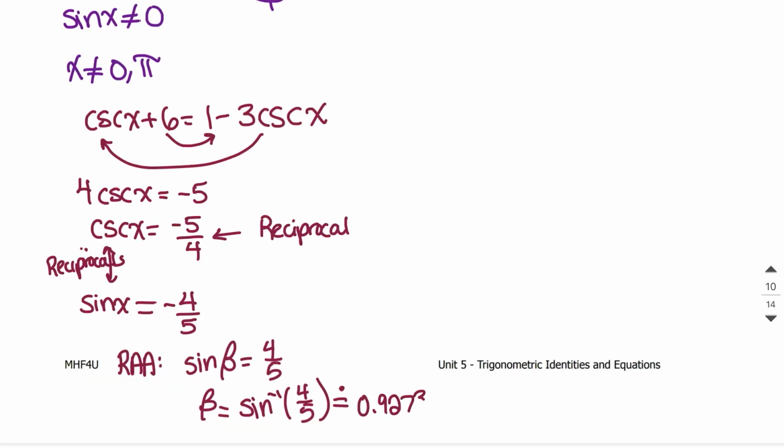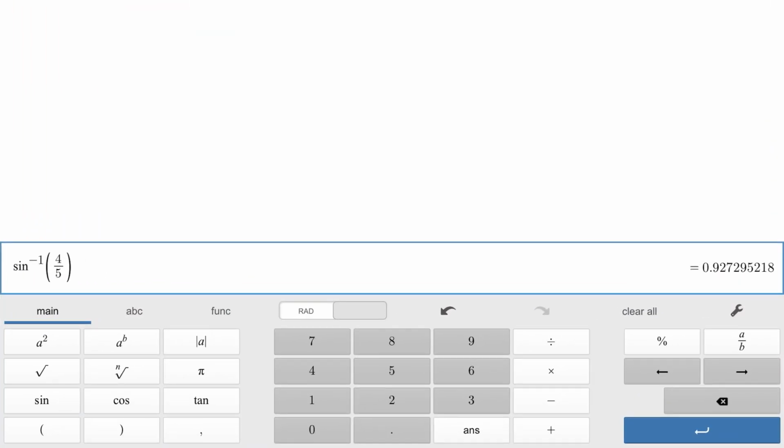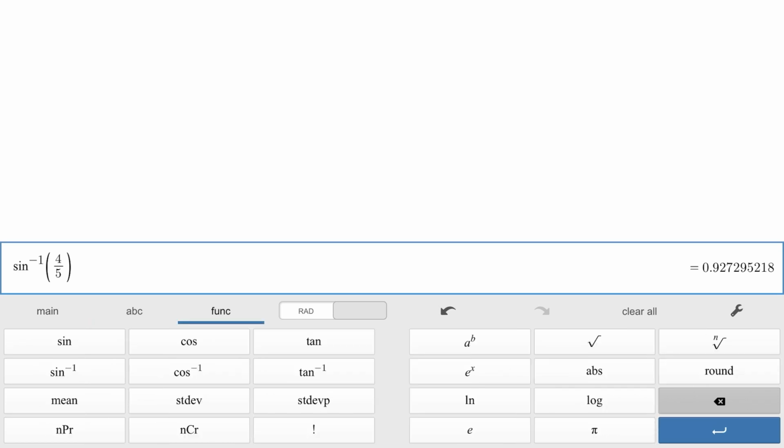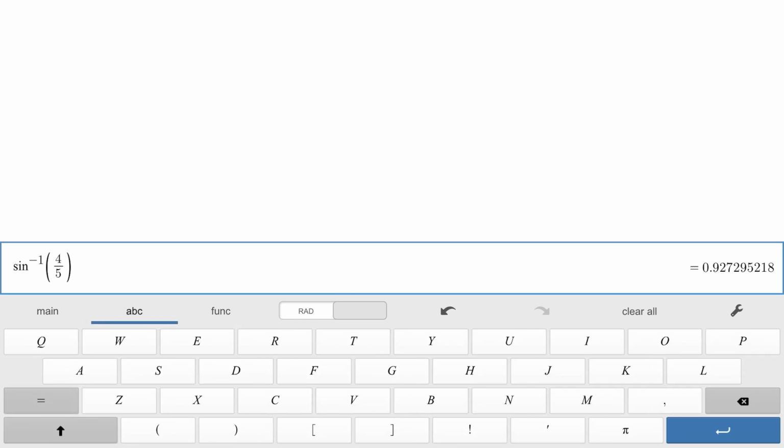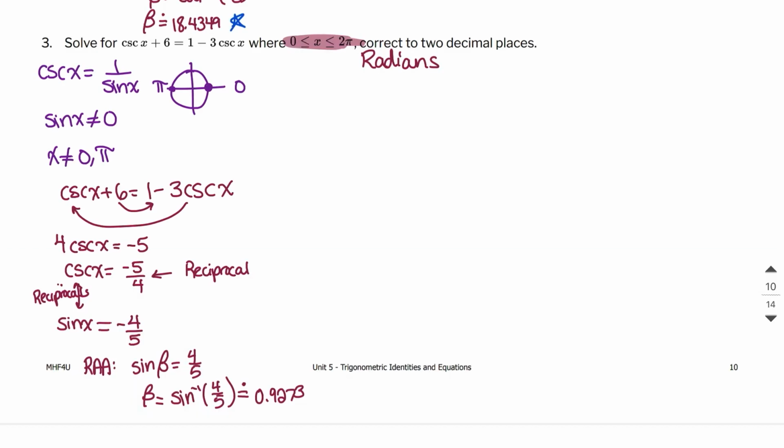So I'll just write down 0.9273. However, if I store this into my calculator as beta, and if you want me to show you how to store things in your calculator in class, I would love to show you, because that will help you to get more accurate answers, because then it'll recall the exact answer as opposed to the rounded answer that we would type into our calculator.